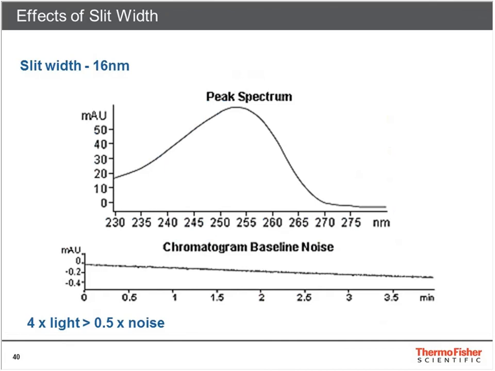With a slit width of 60 nanometers, you don't get as much information about the peak spectrum, but much less baseline noise. This kind of setting is used when you want to quantify peaks and don't necessarily need a spectrum for identification.